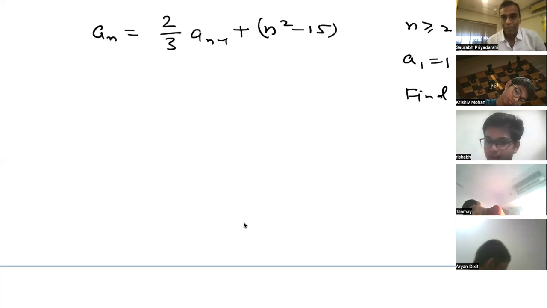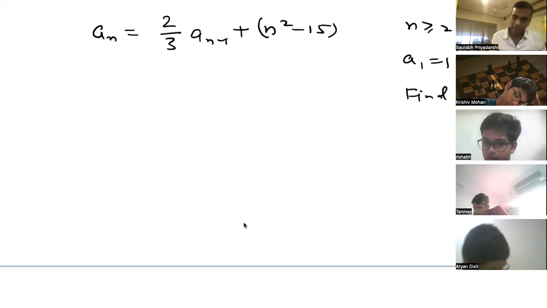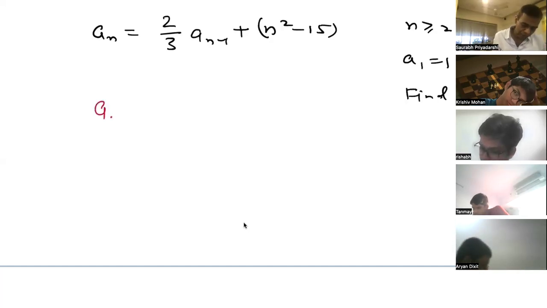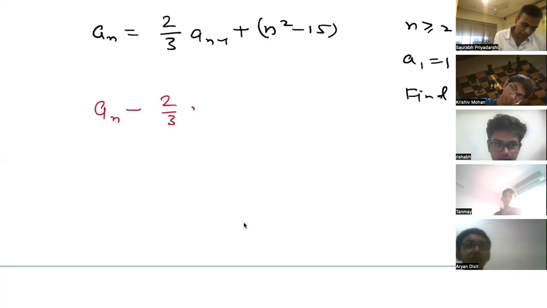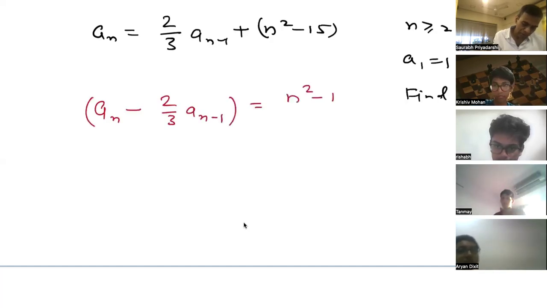I took the An minus one on the left side. Then I formed a homogeneous equation. Very good, the first part is good. I did it as x into x minus 2 by 3 equal to n square minus 15. So everyone, see, you have to start with this: An minus 2 by 3 An minus 1 is equal to n square minus 15.